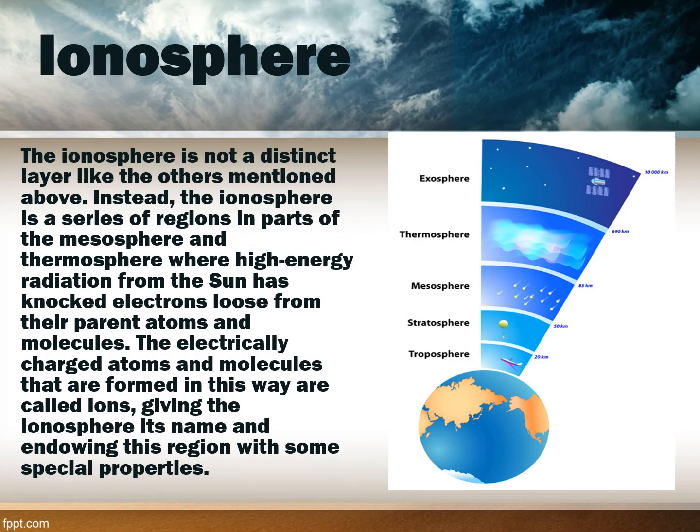The ionosphere. The ionosphere is not a distinct layer like the others mentioned above. Instead, the ionosphere is a series of regions in parts of the mesosphere and thermosphere, where high energy radiation from the sun has knocked electrons loose from the parent atoms and molecules. The electrically charged atoms and molecules that are formed in this way are called ions, giving the ionosphere its name and endowing this region with some special properties.